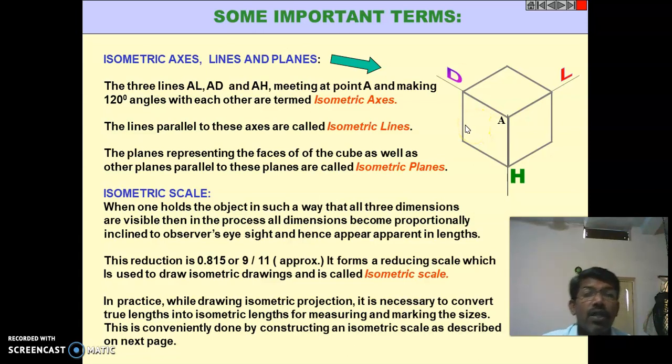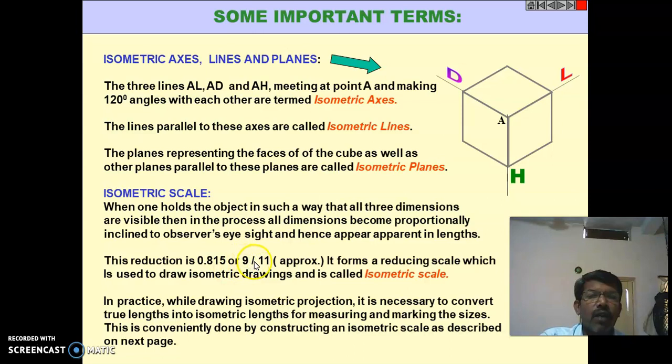Now you have to make a note that the isometric scale is there. What is an isometric scale, and what do you have to mention in isometric projection? When one holds the object in such a way that all three dimensions, that is length, breadth and height, are visible, then the proportion of all dimensions becomes proportionally inclined to the observer's eyesight and hence appears as apparent lengths. It is reduced, and this reduction is 0.815. Suppose 10 mm is the length of an object, then you have to multiply it by 0.815 so that you will get 8.15 mm.